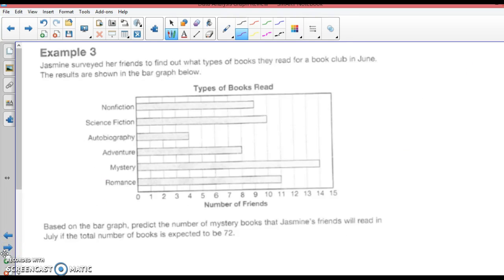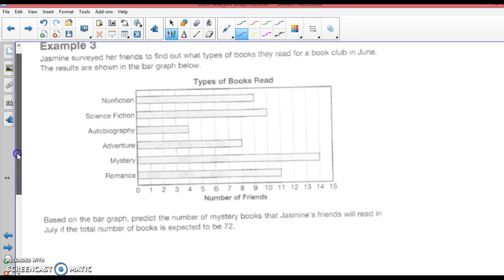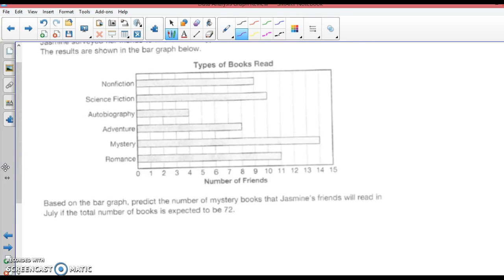Okay, let's look at example 3. Jasmine surveyed her friends to find out what type of books they read for a book club in June. The results are shown in the bar graph below. Based on the bar graph, predict the number of mystery books that Jasmine's friends will read in July if the total number of books is expected to be 72. So, they're saying in July, they're expecting to read 72 books.